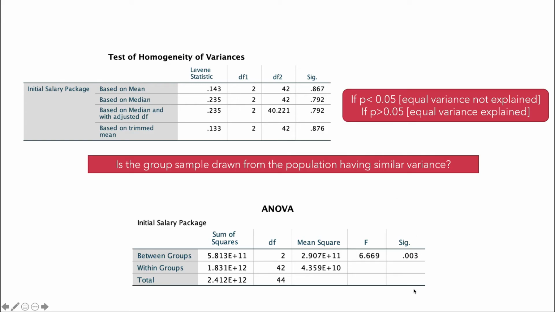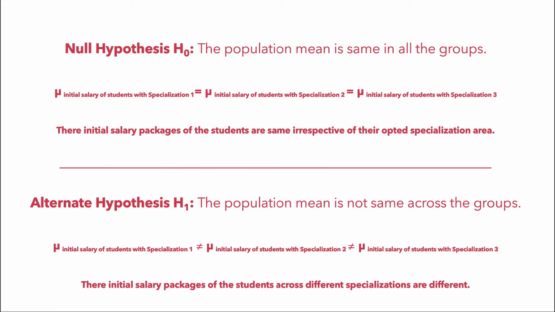In the ANOVA table, we would be checking the significance value given against the row of between groups. The significance value over here is 0.003, which is less than the alpha value of 0.05. Because the p value over here is less than 0.05, the null hypothesis would be rejected in this case.